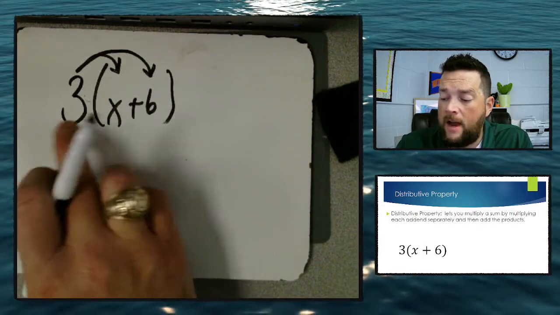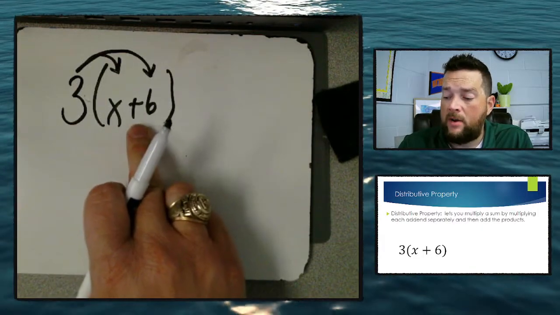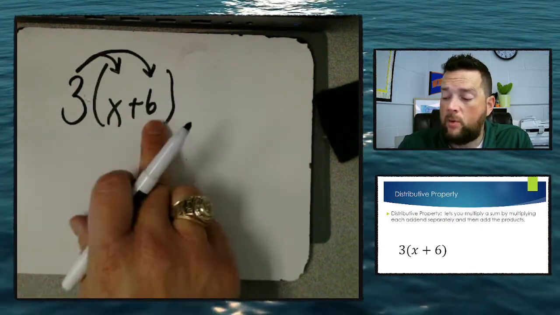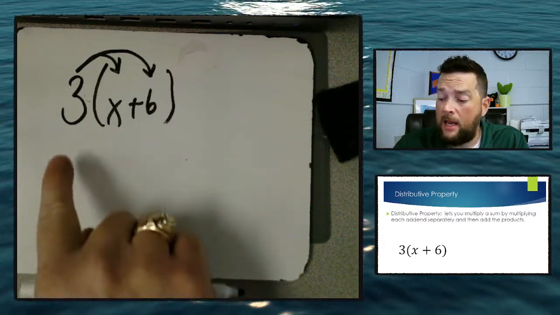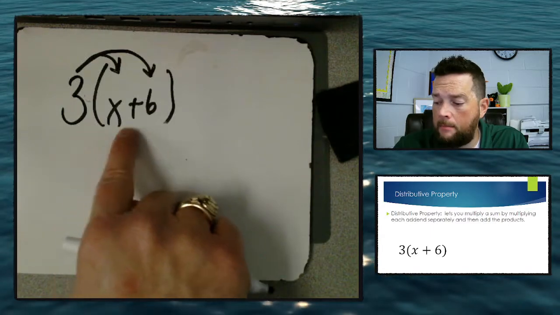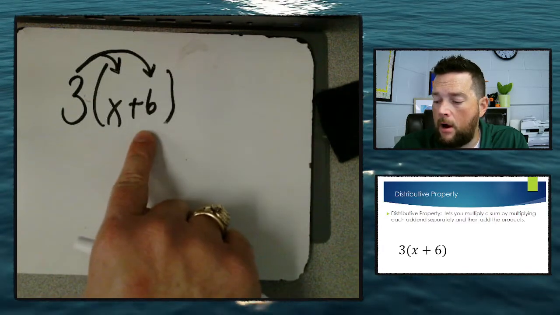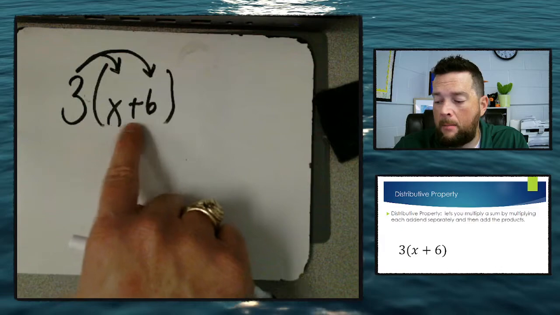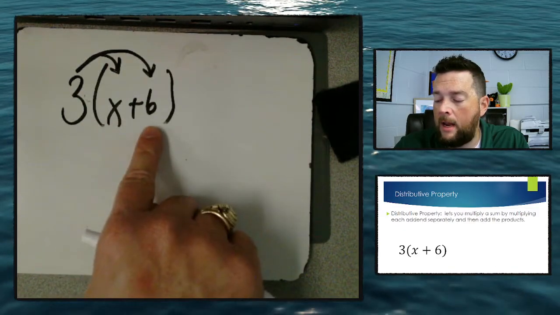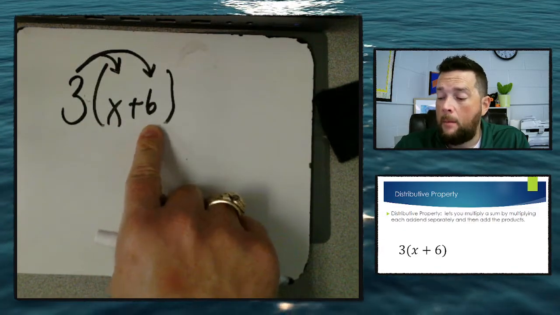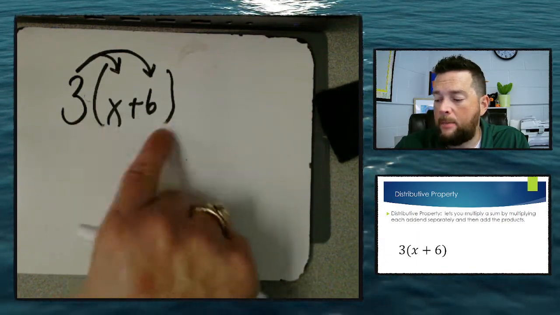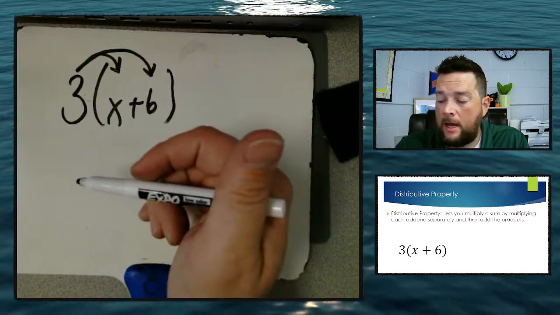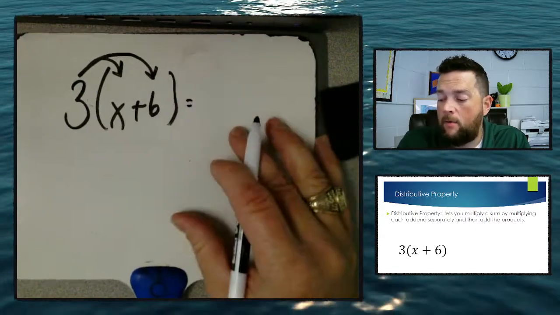So right here we've got 3 times x, and then we're going to have an addition sign, plus whatever 3 times 6 is. Because the distributive property lets you multiply a sum by a factor, by multiplying each add-in separately, and then adding those together. So it looks like this in expanded form.